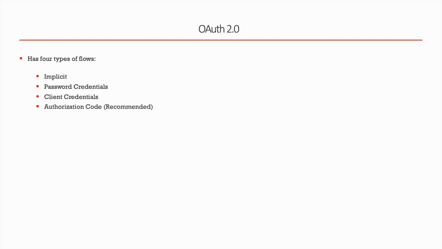And lastly, we have authorization code. It is the strongest among them all, and it's also one of the most recommended ones. It sends user details to request an authorization code, and then sends the authorization code to the authorization server in order to receive an access token that will be used to make API calls.